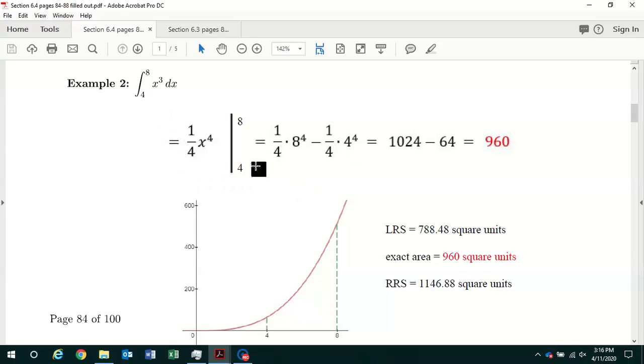Well, the definite integral that we calculated up here gives us the exact area under the curve and above the x-axis from x equals 4 to x equals 8. And this exact area is equal to 960 square units, the value of our definite integral up here.